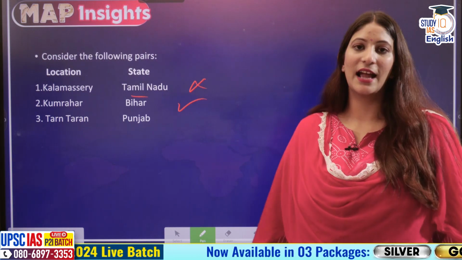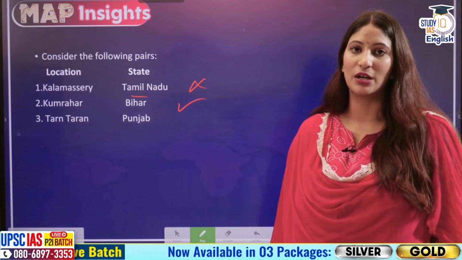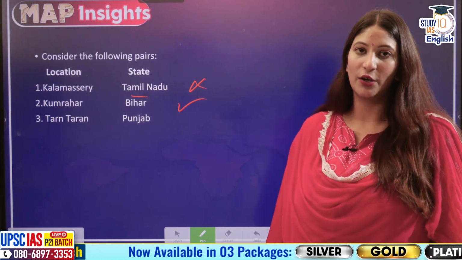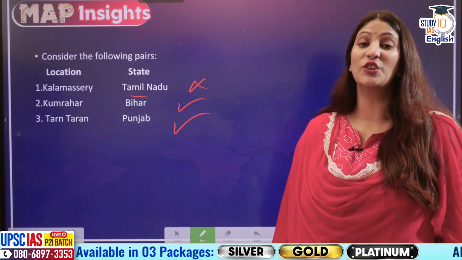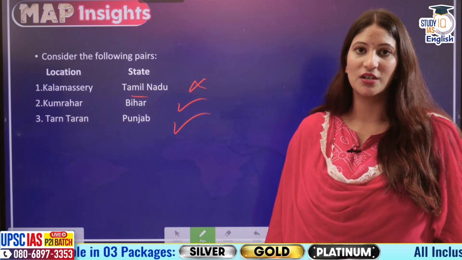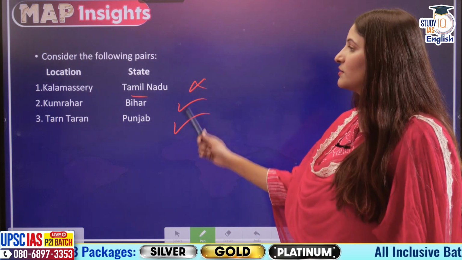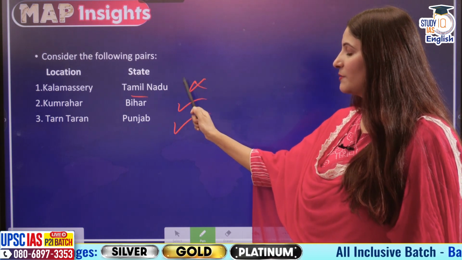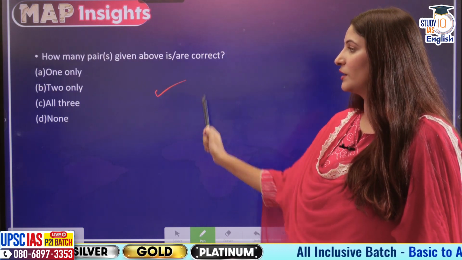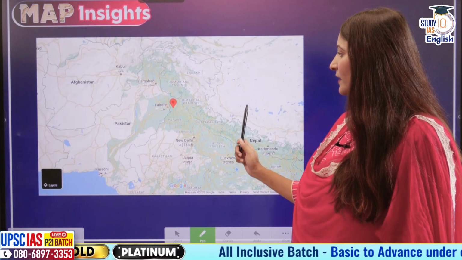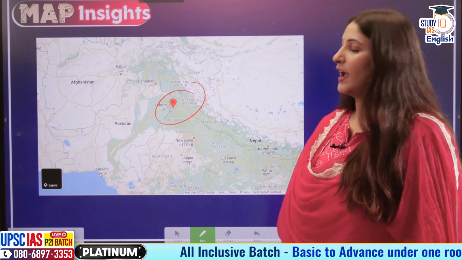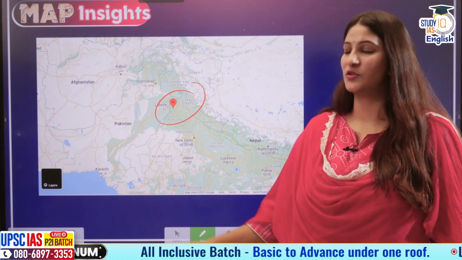Kalamassery is actually in Kerala. Kumrahar, the site of Patliputra, basically. The 80-pillared hall is in Bihar and Tarn is in Punjab. Certain drones of Chinese origin have been found in Tarn. So that makes the first pair incorrect, second and third are correct, 2 only will be the correct answer. Here is Kumrahar region, then we have Tarn and then we have Kalamassery region.